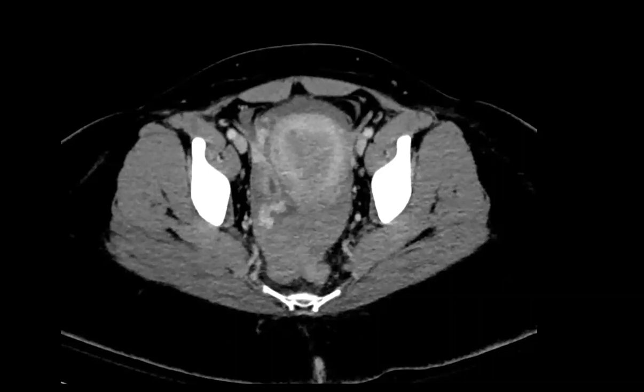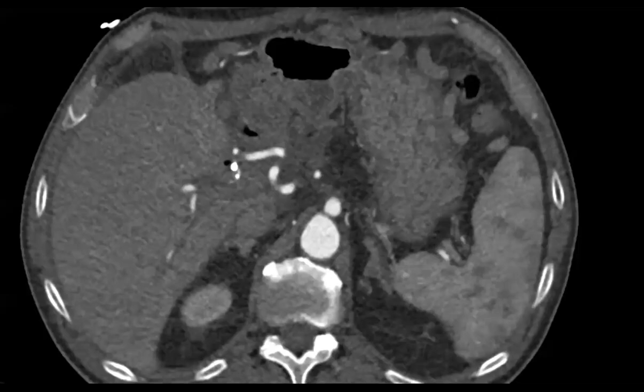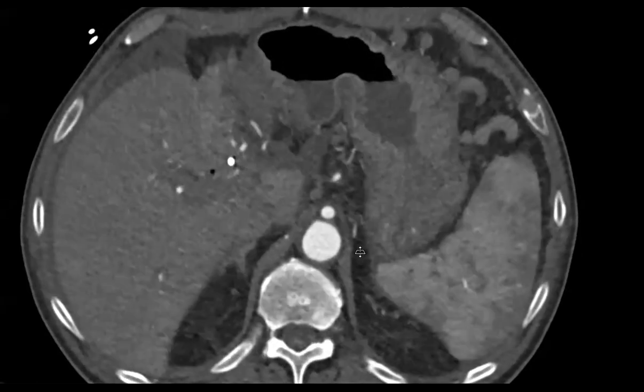So this is this one. Let me show another one. I'm going to stop sharing. So this is a 60-year-old male with pancreatic cancer who presented with active GI bleeding.